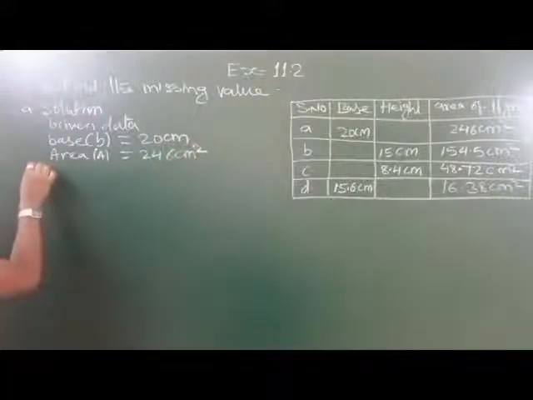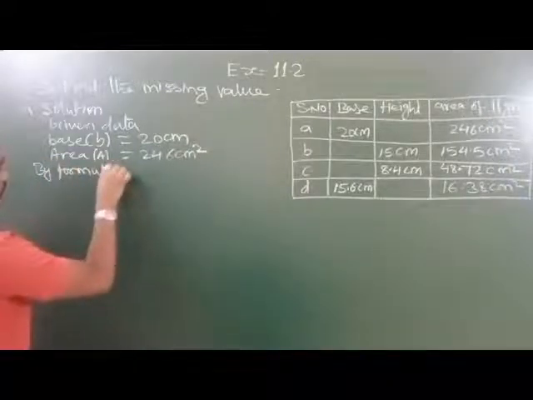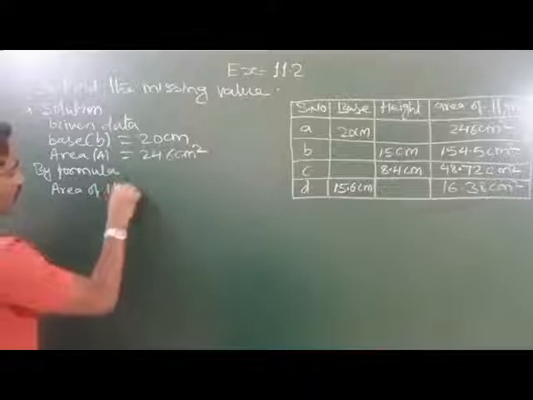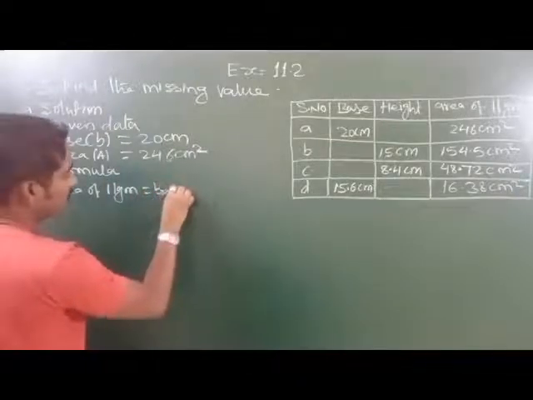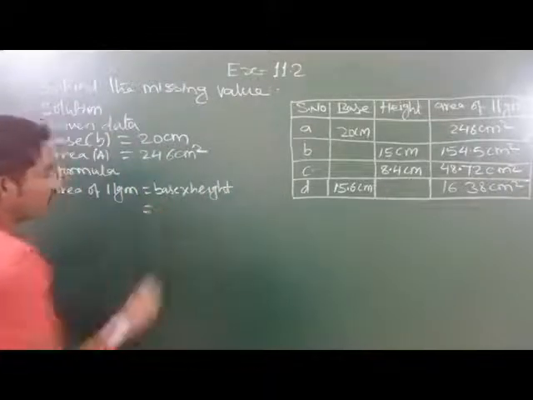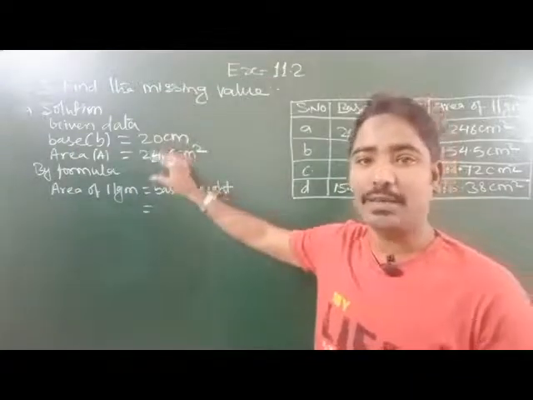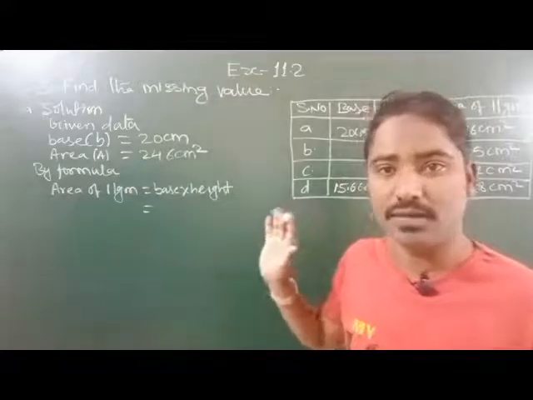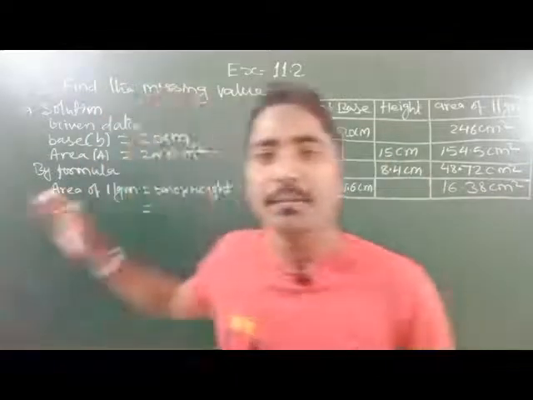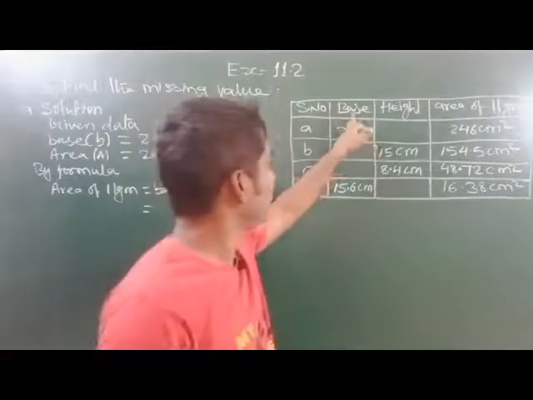Now we will use the formula: area of parallelogram is equal to base into height. Whatever parameters are given, first you have to write this much for each and every segment, that is A, B, C, D individually. Then whatever parameters are given in the column, we will place them in the formula. Now in the first column it is given base and area.